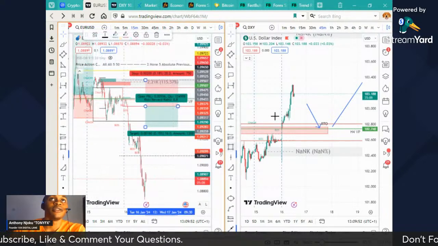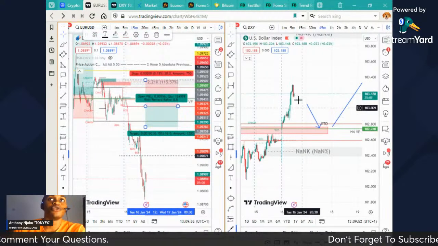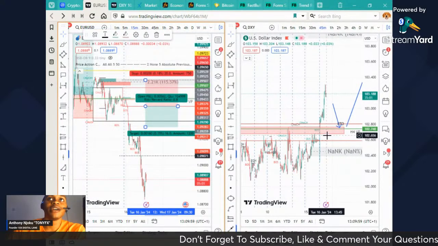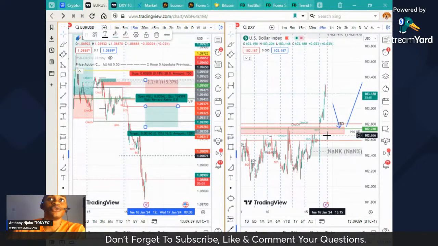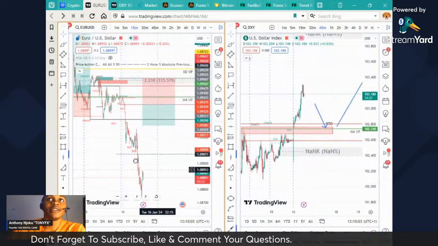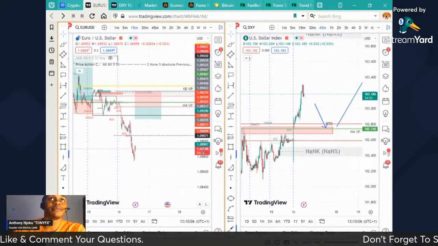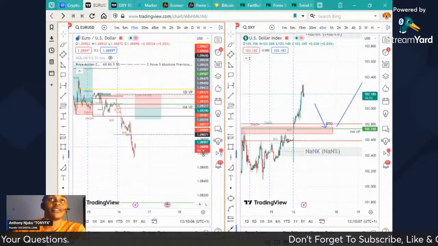Okay, then the continuation drop, because the same thing we're anticipating for gold needs to come back into this resistance and turn it into support, then before they move to the upside. So that same move is what we're anticipating for Euro USD. So we need to be very patient.